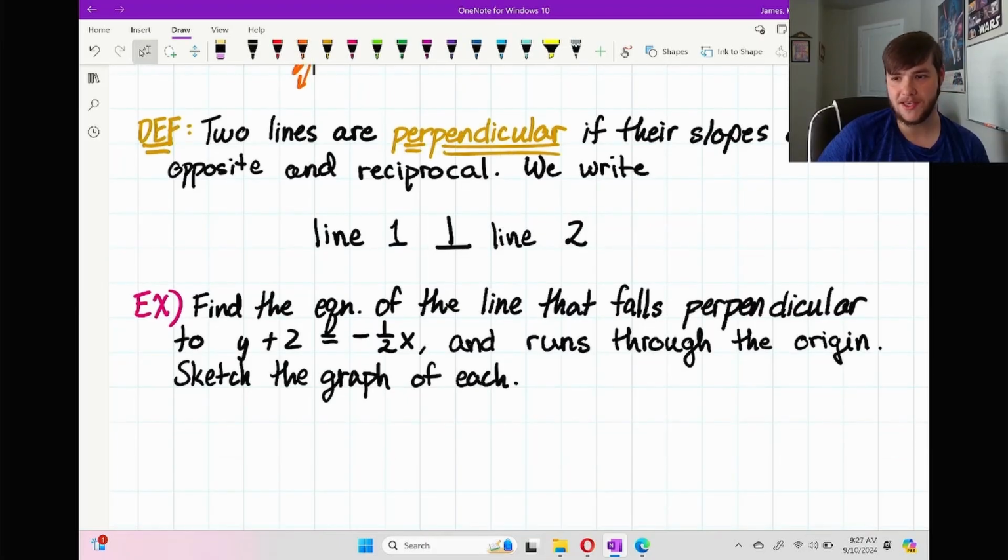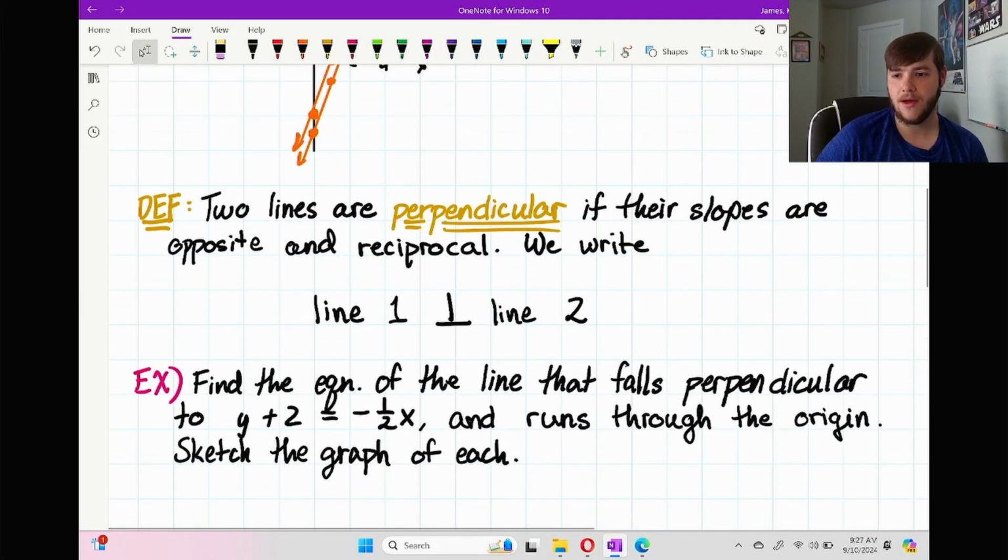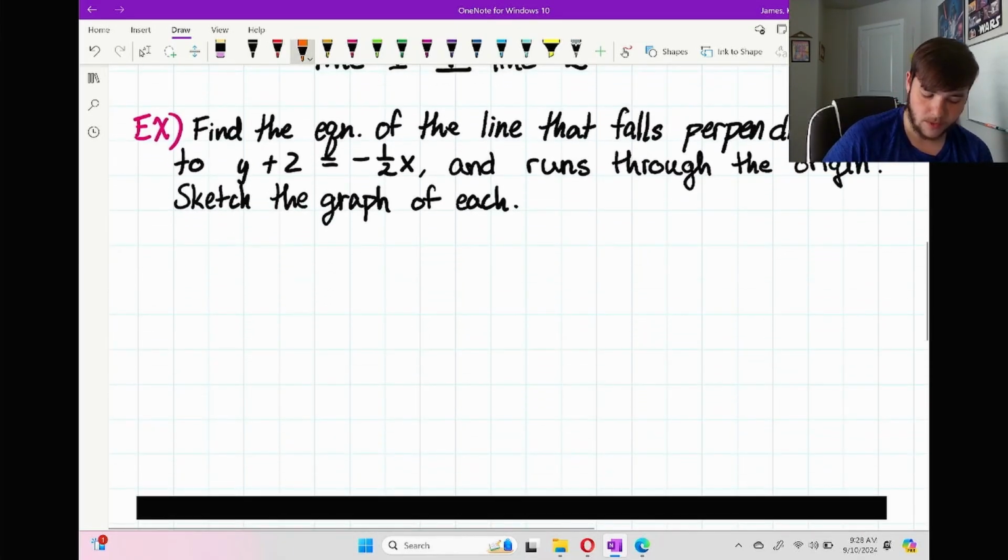Two lines are perpendicular if their slopes are opposite and reciprocal. And we write this kind of upside down capital T to denote perpendicular. So in this example, I'm asking you to find the equation of the line that falls perpendicular to y plus 2 equals -1/2 x, and that runs through the origin. And again, sketch the graph of each.